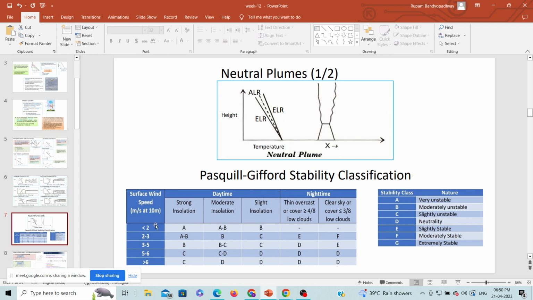While solving different numericals, you need to know the stability condition, to find out the different coefficient values from the chart. Basically you will get those values in the exams, but still to understand this, these are the stability classes, and depending upon the wind speed, the stability classes are mentioned in this table.